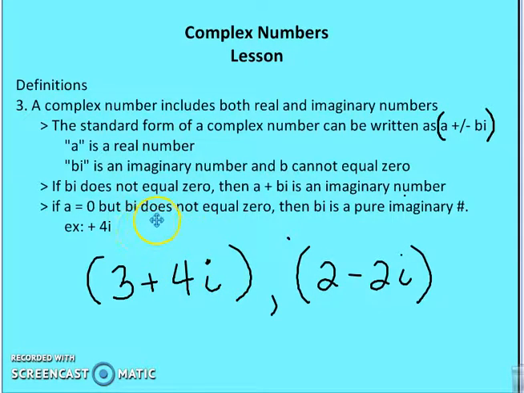In order for this to be a complex number, this value 4, which we'll call B, has to be some integer value, and it cannot be 0. So in this case, we have a complex number. Now, if the real number is 0, then we call this 4i a pure imaginary number. Complex numbers involve both a real and imaginary part. You need the imaginary part to have the complex number, otherwise you just have a real number value.